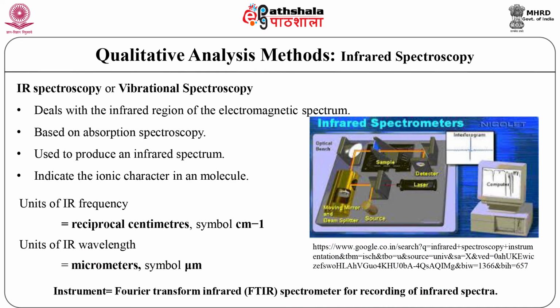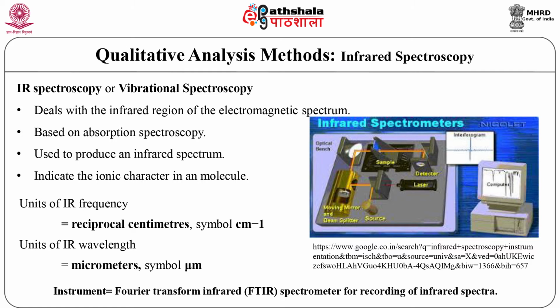Qualitative analysis. In this, the nature of chemical species in the sample is determined. Qualitative analysis can tell us whether a particular atom, ion, or compound is present or absent in the sample, but it does not provide information about the quantity of that species.